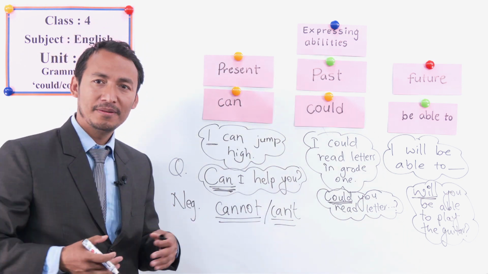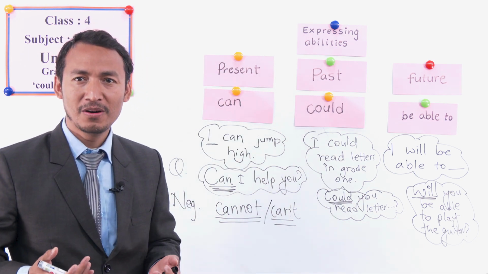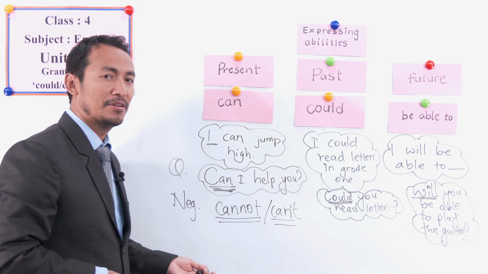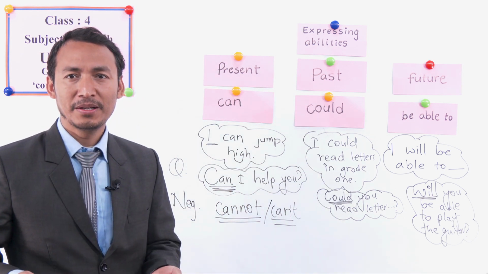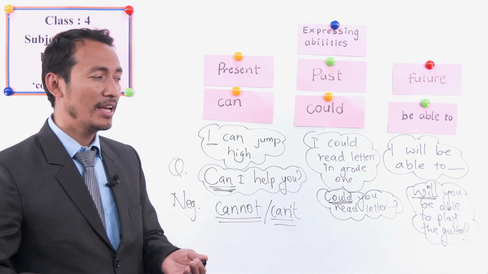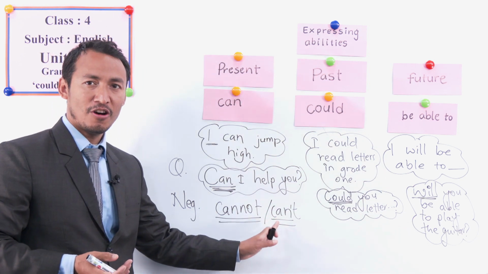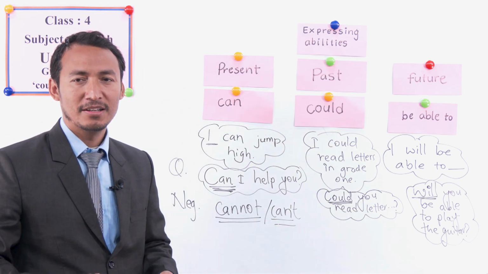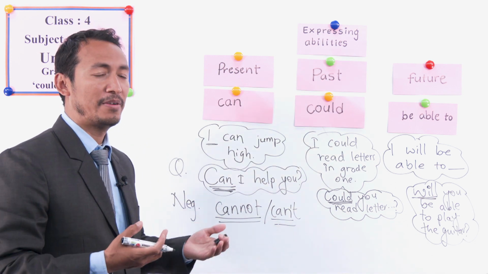For example, I cannot swim because I haven't learned. I cannot ride a bike because I am small. I cannot write a poem because it is difficult for me, okay? And you can use the short form, I can't run faster than my friends.